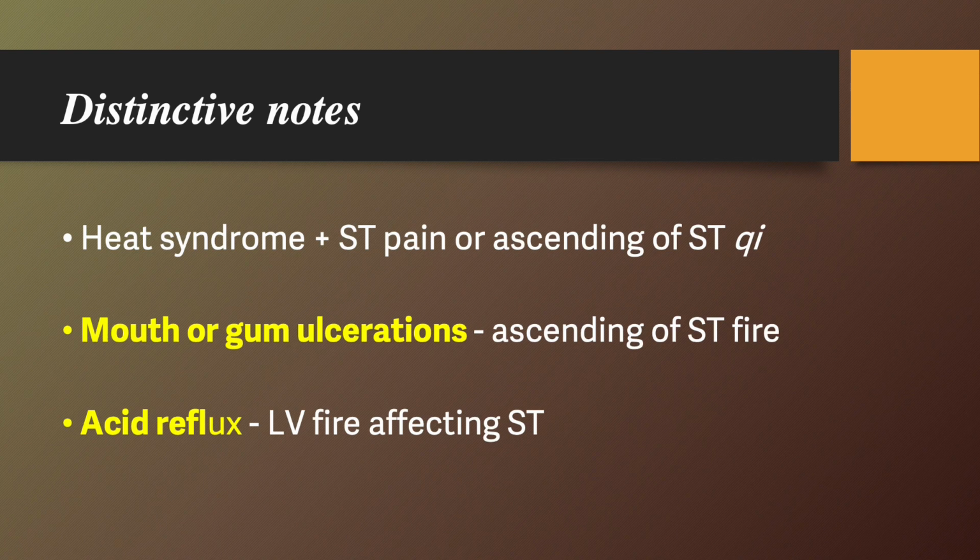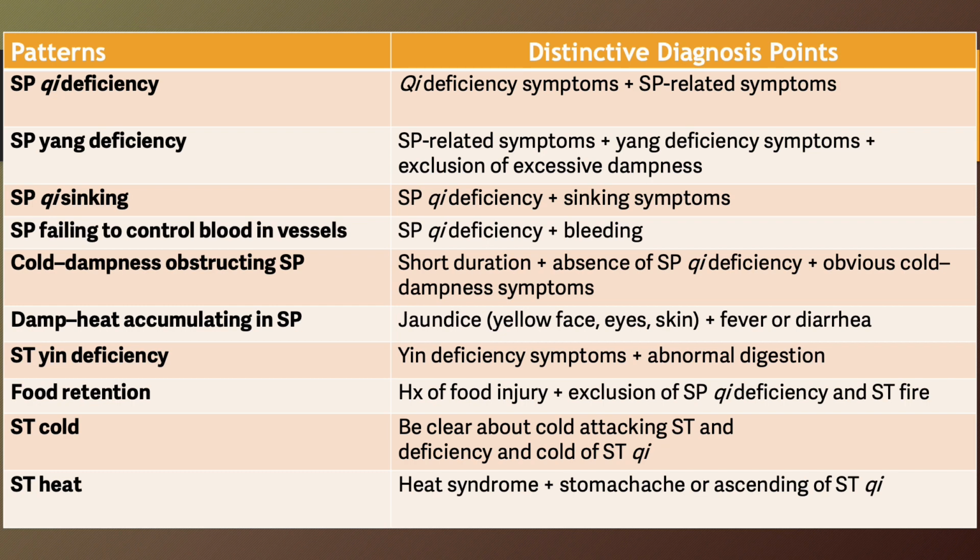However, it is worth noting that mouth or gum ulcerations can also be known as ascending of stomach fire, and acid reflux can also be known as liver fire affecting the stomach. Here's a table for syndrome differentiation of spleen and stomach patterns. Spleen qi deficiency is spleen qi deficiency symptoms plus spleen-related symptoms.